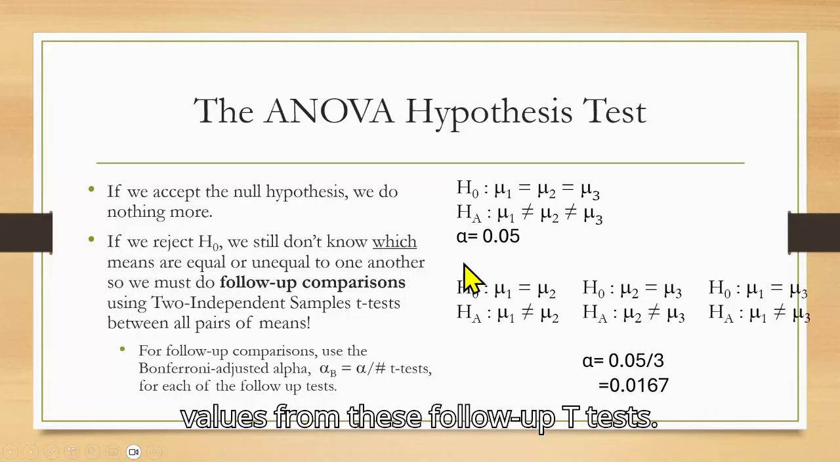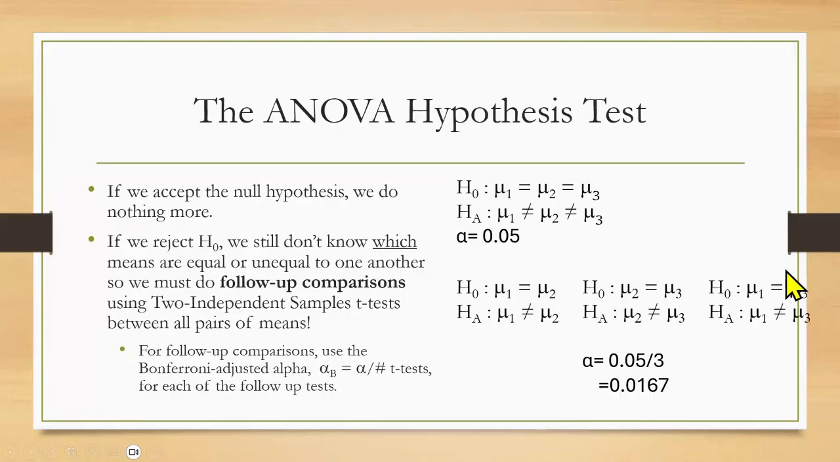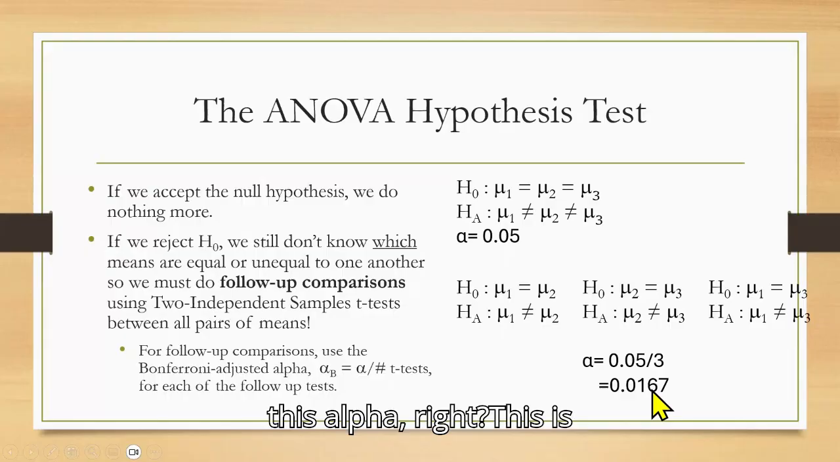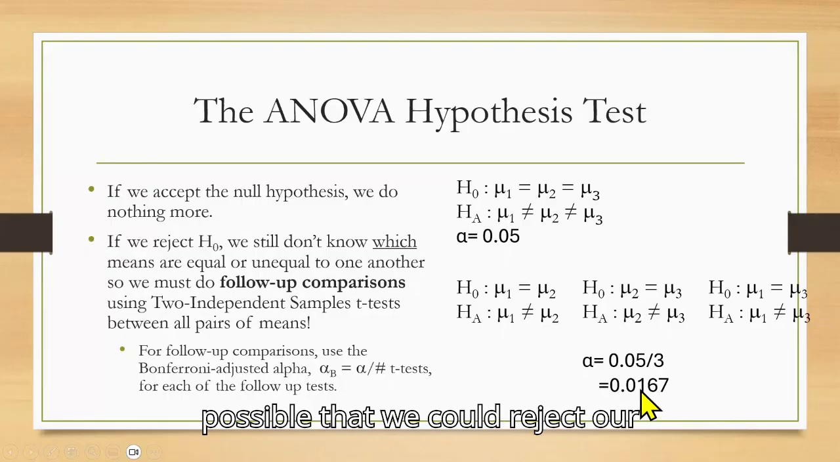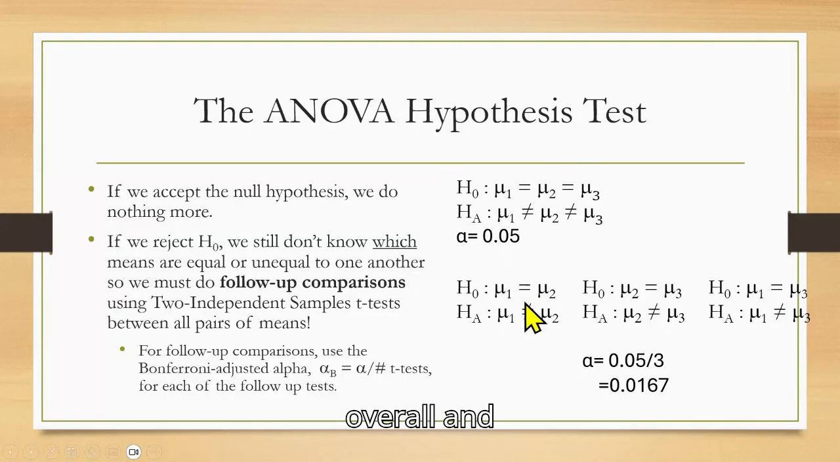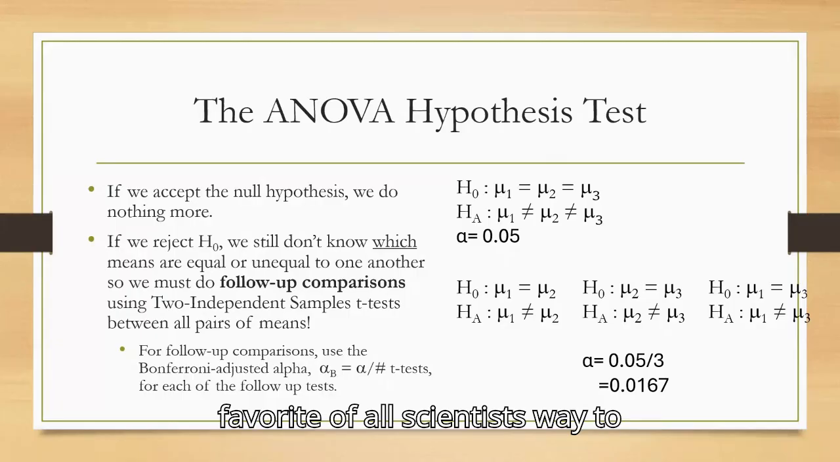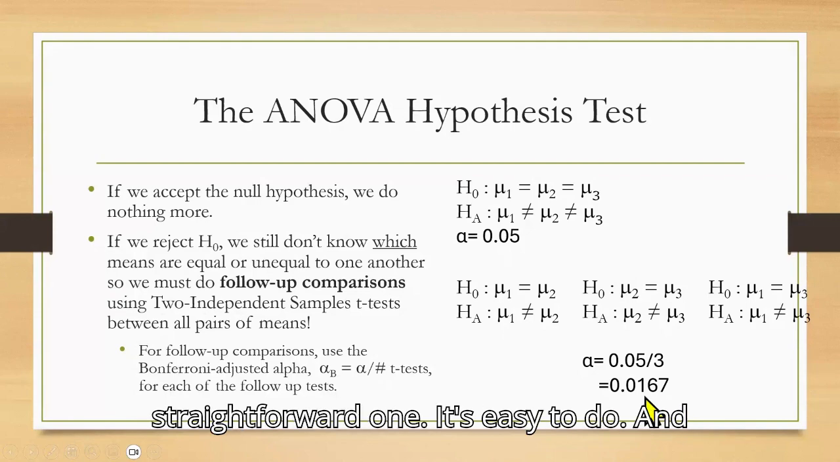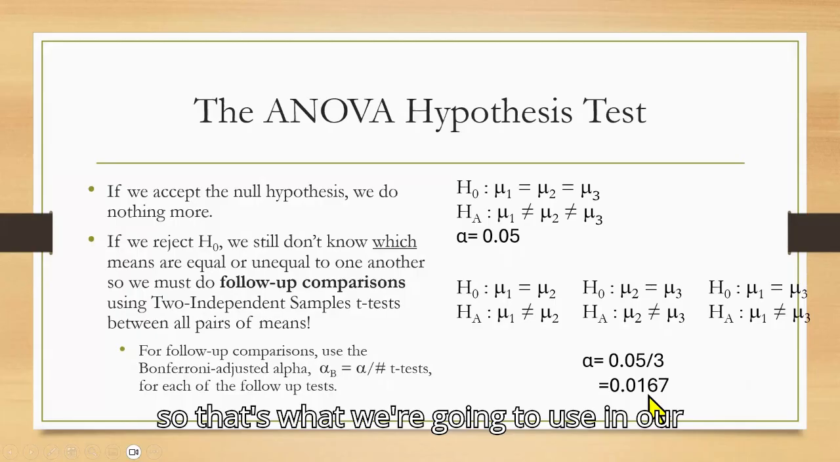So when we get our p-values from these follow-up t-tests, we're going to compare those p-values to this alpha. This is so conservative that it's possible that we could reject our overall null hypothesis and then not be able to reject any of these separated out pairwise comparisons. So this is not the favorite of all scientists' way to do this adjustment, but it's a simple and straightforward one. It's easy to do, and so that's what we're going to use in our class.